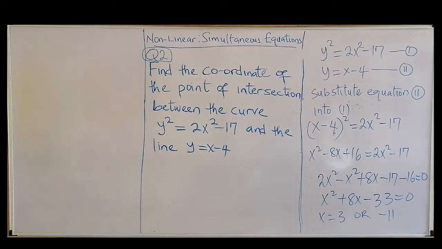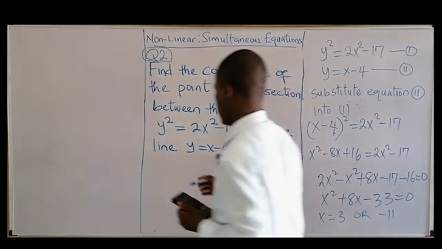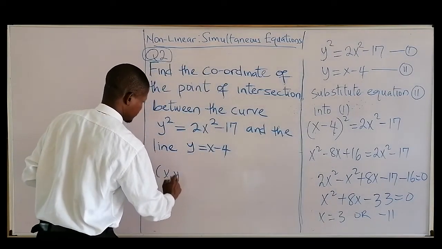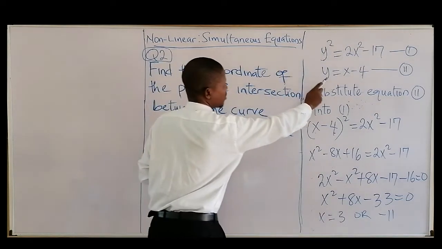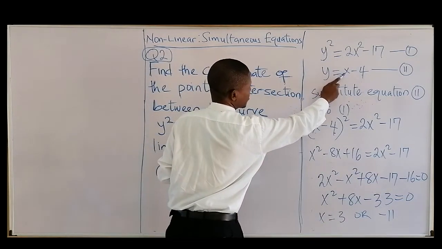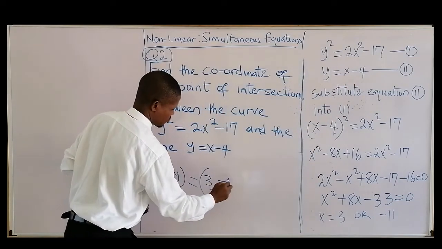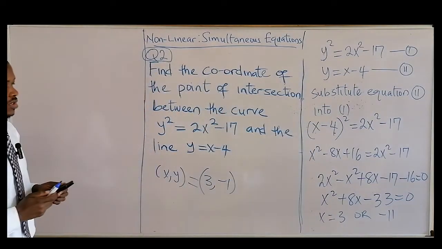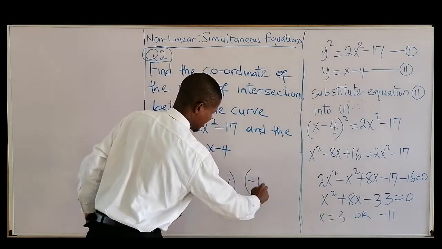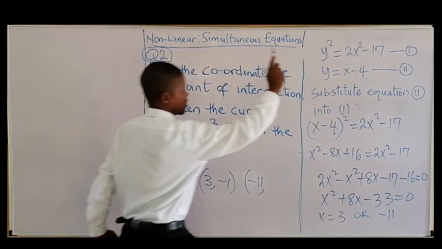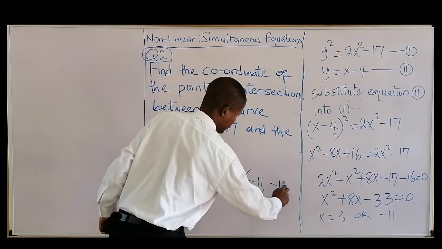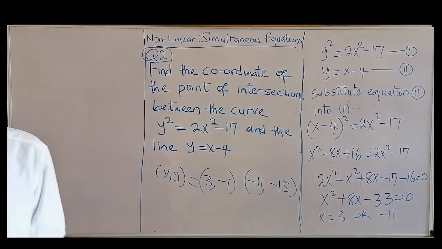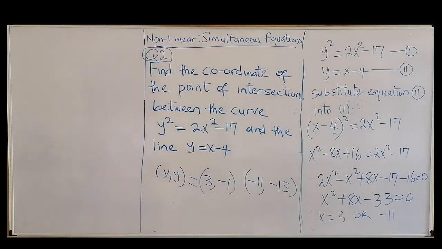In that case, we need to get the corresponding value for y. So we can start writing the x, y coordinates. When x is 3, come back here, so that will be 3 minus 4, so y is minus 1. When x is minus 11, come back here, minus 11 minus 4, that's minus 15. So that's that on that question.